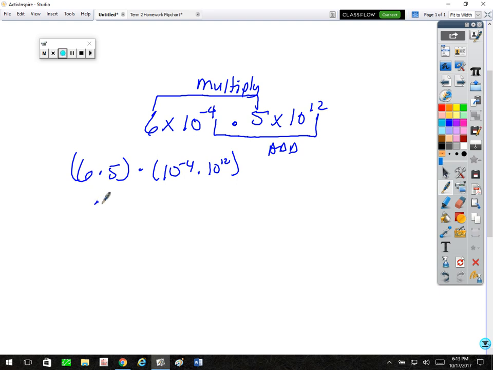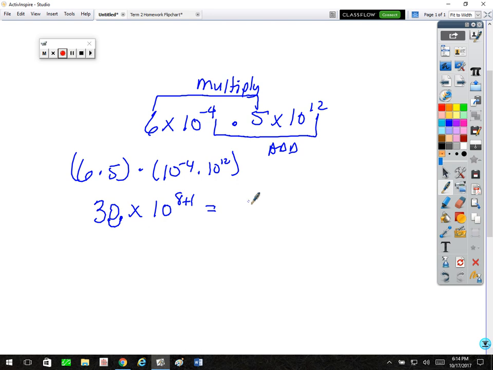So 6 times 5 is 30 times, bases are 10, keep the base, and add your exponents. Negative 4 plus 12 is 8. But if I look right here, 30 is bigger than 10. It is greater than or equal to 1, but it's also bigger than 10. But if you look, your decimal is here, and I have 2 numbers in front of the decimal, and I can't have that. So what I have to do is adjust my decimal by moving it 1 place to the left and adding 1 to my exponent.